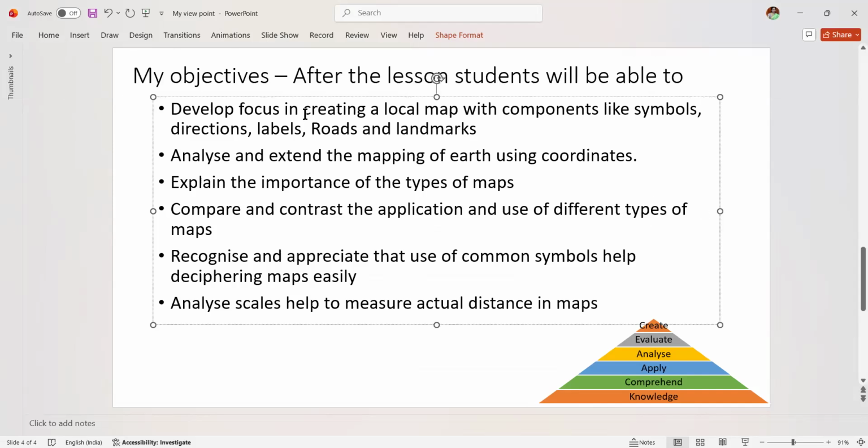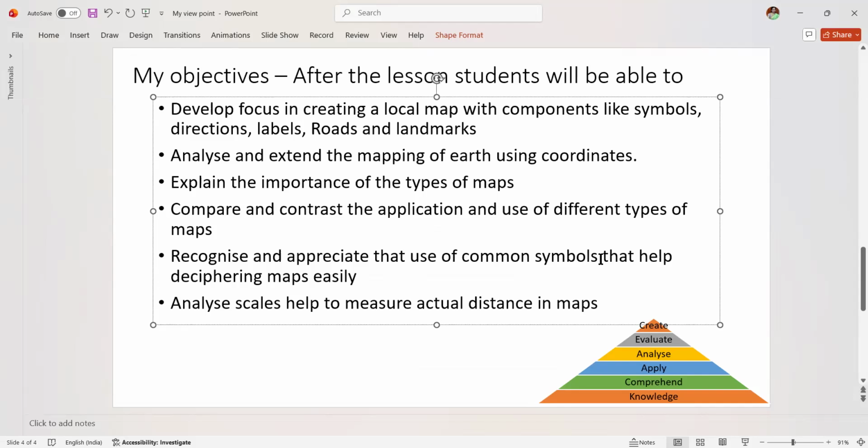Okay. Develop focus in creating a local map. Analyze and extend the mapping of Earth using coordinates. Explain the importance of types of maps. Compare and contrast the application and use of different types of map. Recognize and appreciate the use of common symbols that help in deciphering maps easily.